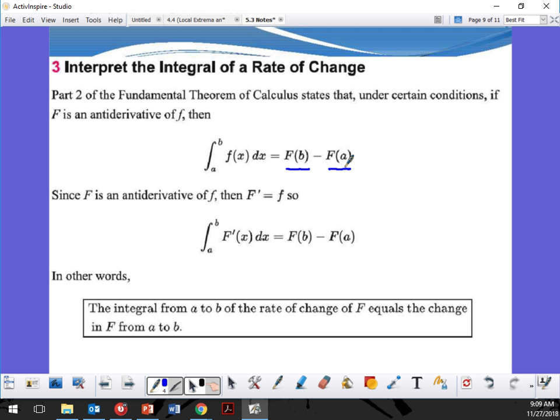Make sense, or did I just confuse everyone? Okay, I'm doing my darndest to confuse you on this one, right? So if you take the derivative of the integration, that gives you the function. Same thing goes here: from here to here, we get this to this. Taking the derivative, it's going to be the function from a to b. In other words, the integral from a to b of the rate of change of F is equal to the change of F from a to b.